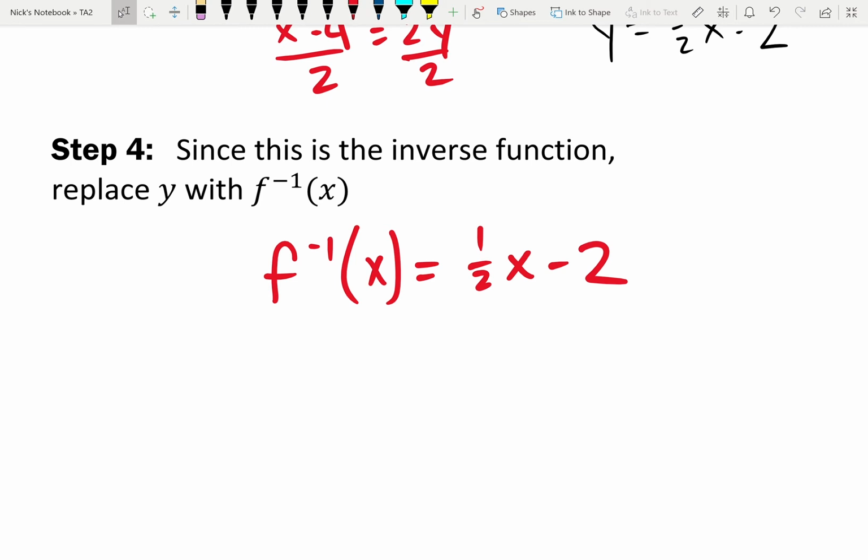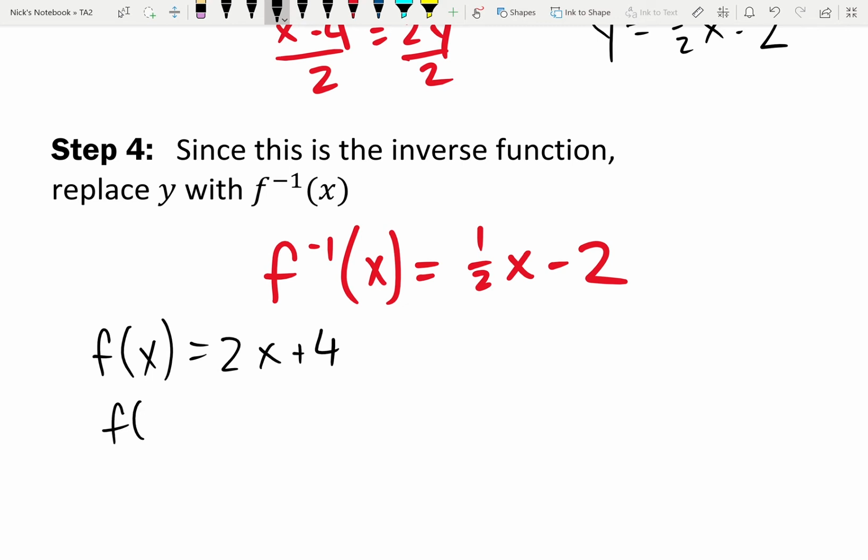What we can do with that information is, let's say we take our original function, f of x equals 2x plus 4, and let's just plug in a value. Let's plug in a value of 3.